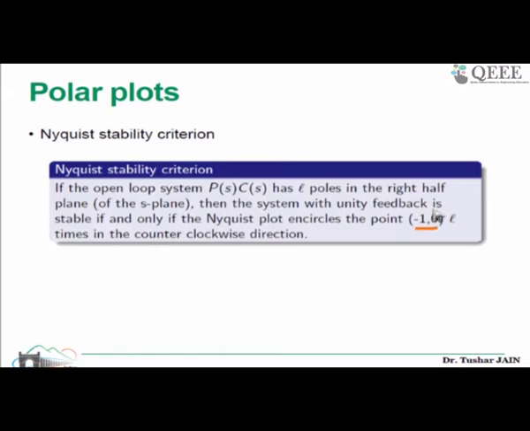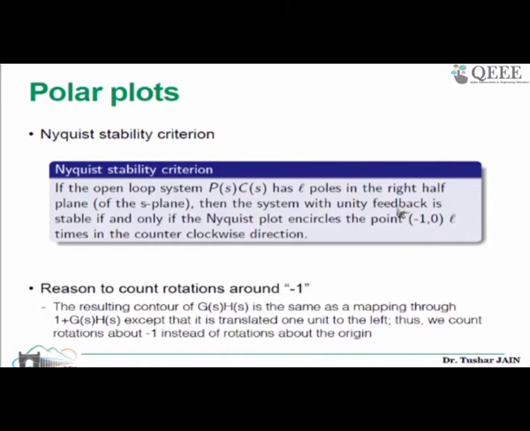So far we have been discussing the origin only, but where does this -1, 0 point come from? Why all of a sudden? It is nothing but just a shift, because there we were considering 1 plus GH, the function F. That's why we were considering the origin. Now we are considering the open loop system as a multiplication of the plant and the controller. So that's why this point has been shifted to -1 instead of 0.